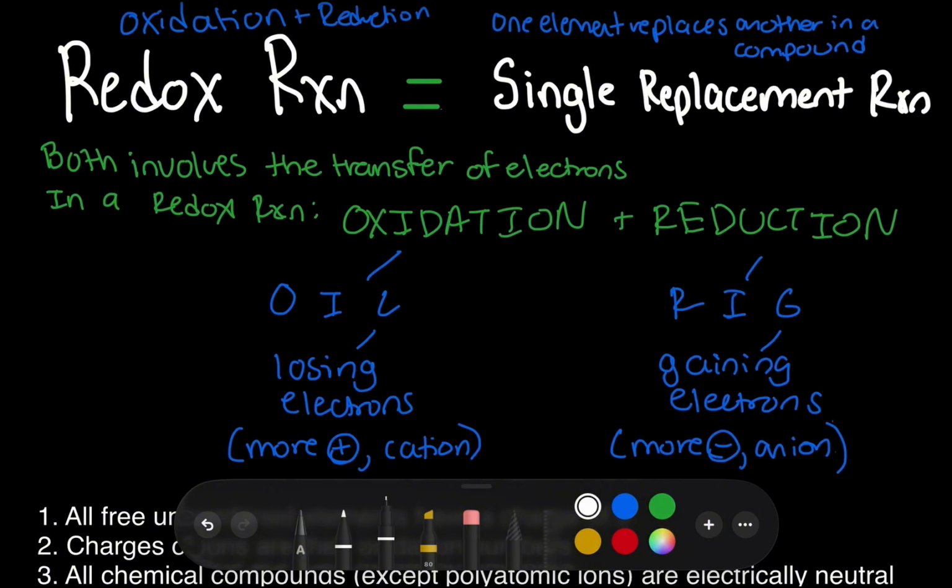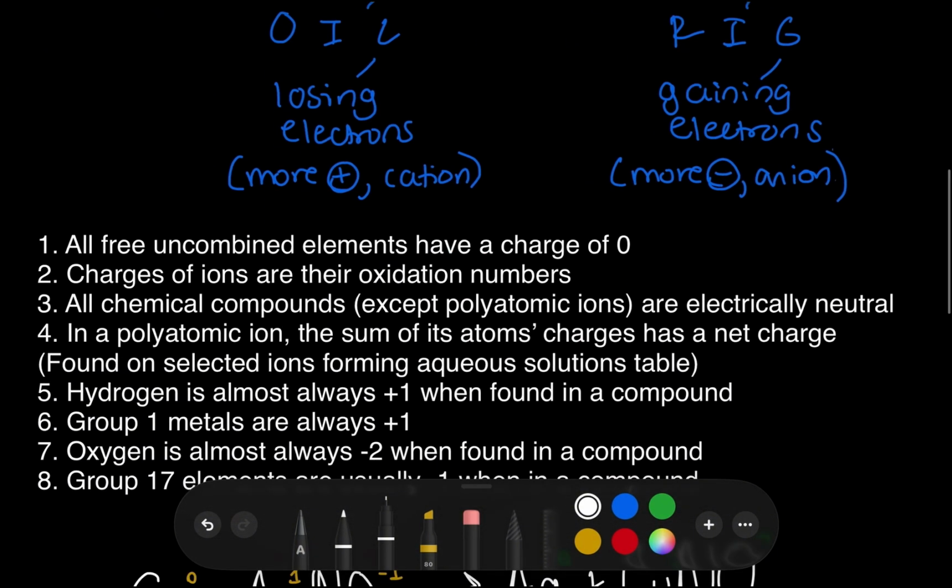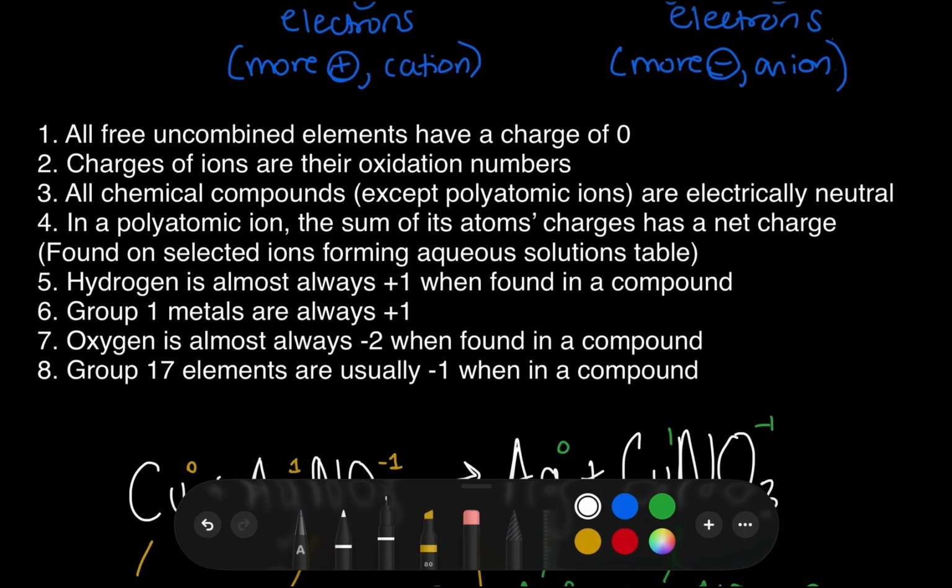However, there are some rules that are involved when you talk about redox reactions, so I'm just going to list them out. Rule number 1: all uncombined elements have a charge of 0. So let's say in an equation you have Ag plus some compound. Ag, which is by itself, is uncombined, so it's going to have a charge of 0.